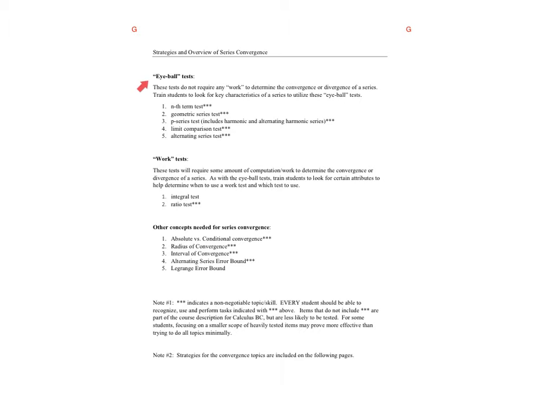So if possible, use the eyeball test first. That's why it's easier. You're going to do less work. And here are some of the eyeball tests that you should be aware of. Here it's noted with 3 asterisks that these are the ones that are non-negotiable. You need to know these. These are going to come up all the time. And this chapter 9 is the big distinction between A, B, and B, C. So these will always be well represented on the test.